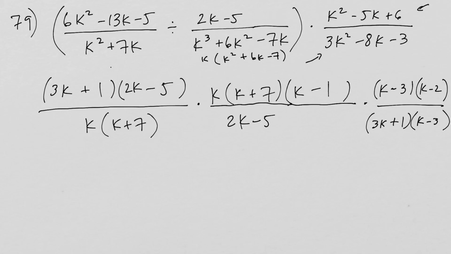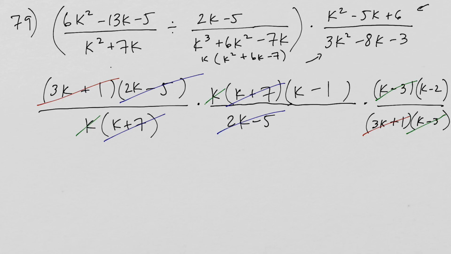Okay, now I'll start canceling. 3k plus 1 cancels. My k's cancel. I have a k plus 7 that cancels. I'll just do this in blue. I have a k minus 5 and a k minus 5 that cancels. I have a k minus 3 that cancels. And I don't see anything else that can cancel. So my denominator is completely gone, and I'll eliminate that.